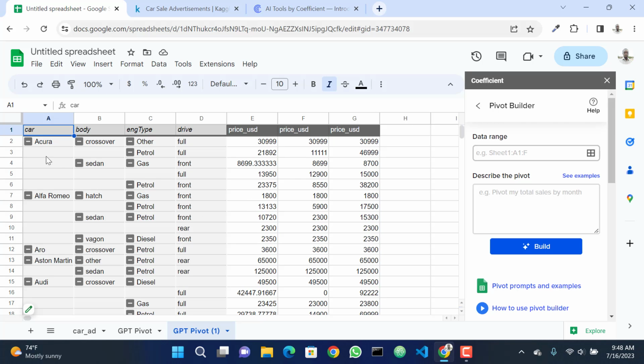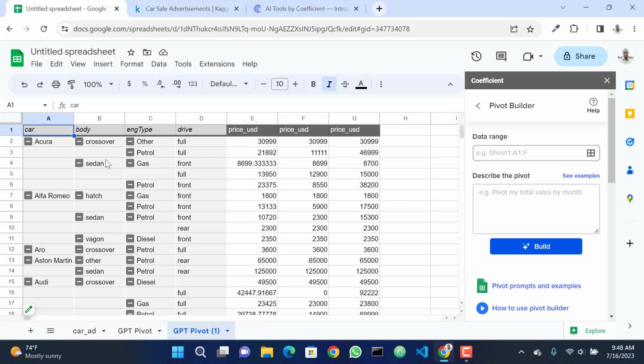So this is Acura. Under body we have crossover, we have sedan. Then under engine type we have others, petrol and gas. So these are the price differences. Under crossover, others and so on, this is the price we are looking at.